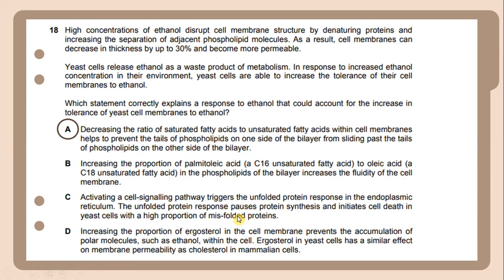The answer for this is decreasing the ratio of saturated fatty acid to unsaturated fatty acid within the cell membrane helps to prevent the tails of phospholipids on one side of the bilayer from sliding past the tails of phospholipids on the other side of the bilayer.